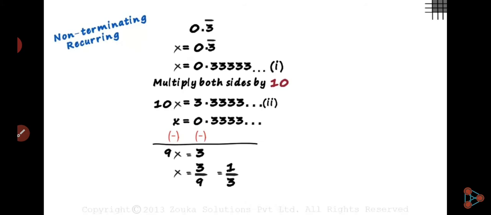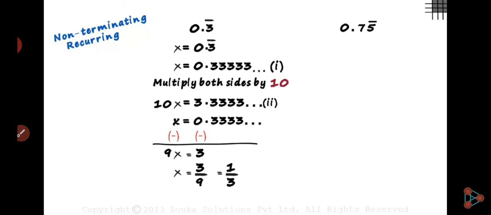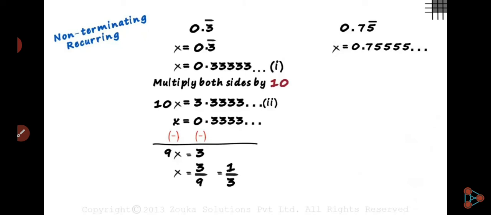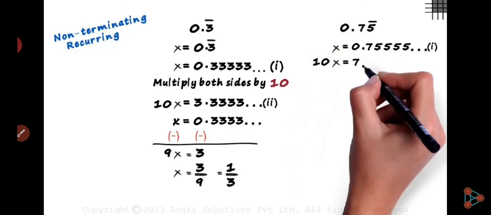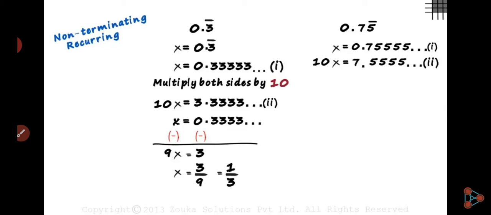But now let's take a second example. One more example: 0.75 and the bar is only on 5. What is the meaning of this? The meaning is 7 is here and then 5. It's your equation number 1. Now if you multiply, 5 is repeating infinite times. So you take x is equal to 0.75555, so 10x is equal to this one. This is your equation number 2.